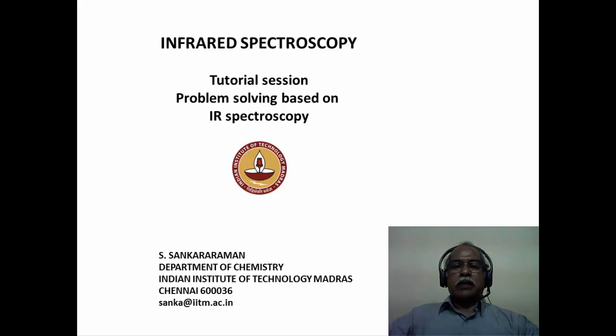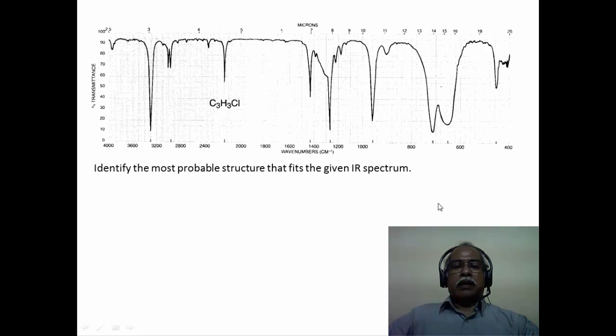Now, one does not always use only infrared spectroscopy to do any kind of structural elucidation problem solving. The purpose of this particular module is to make you familiar with infrared spectra so that various functional groups can be identified, and in terms of interpretation of the infrared spectrum, the familiarity is built up during the course of this tutorial session. Now, here is the question. There is the infrared spectrum of a compound with the molecular formula C3H3Cl. What is the most probable structure that will fit this particular data?